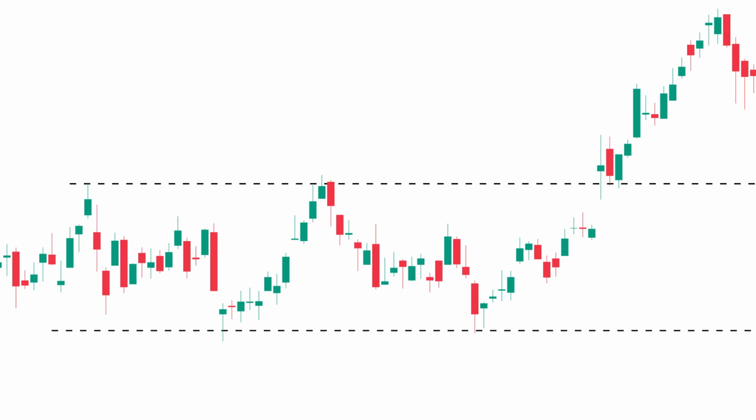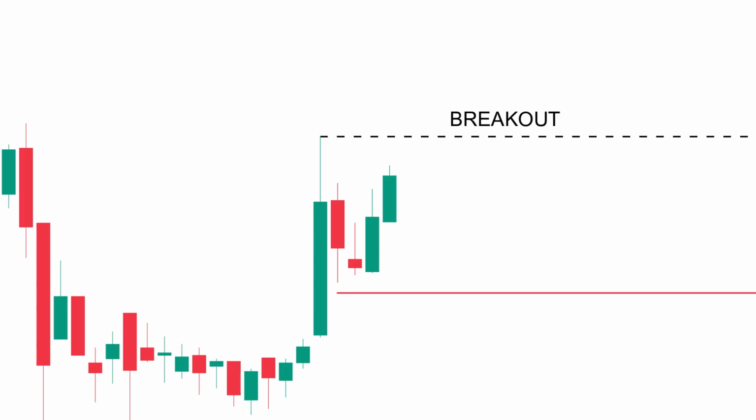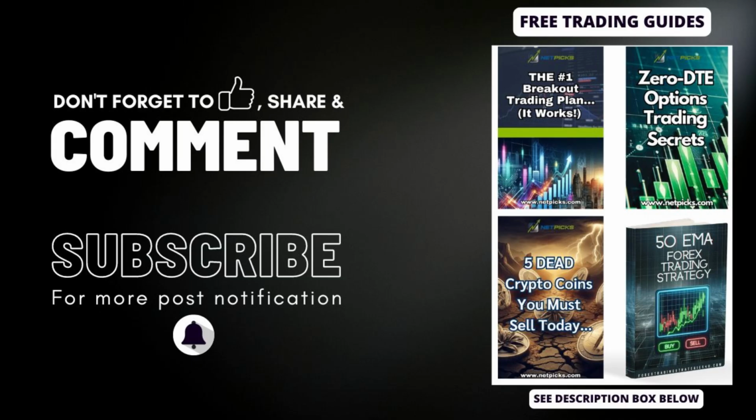When you have a clear setup, it dictates appropriate stop strategies for different instruments. Strategies for high-priced stocks may differ from those for low-priced stocks. When you have a well-defined setup, you know exactly what your setup is. It's going to improve your position management. It's going to simplify the entire process of managing your stop. So just make sure you know your setup inside and out.